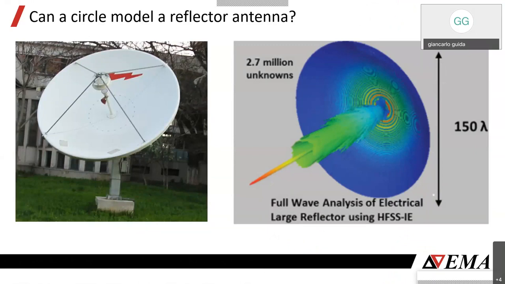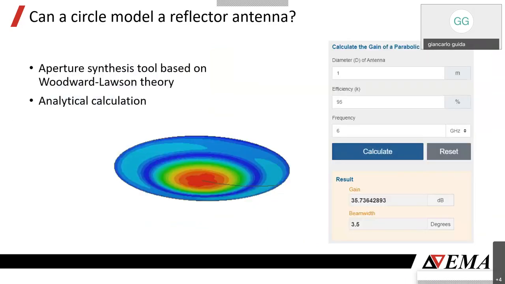But my question is, can it be done in a different way? Yes, it can be done a different way, because if I want to look at the pattern, I don't need to take into account the struts, maybe. What I really need to know is the field distribution on the aperture. And this can be done with a tool that models the entire antenna like a circle, and put on the circle, even without considering the curvature of the reflector, and applying the Woodward-Lawson theory, that is a classical application of Maxwell equations, we can actually calculate the far field pattern of the reflector antenna quite accurately.